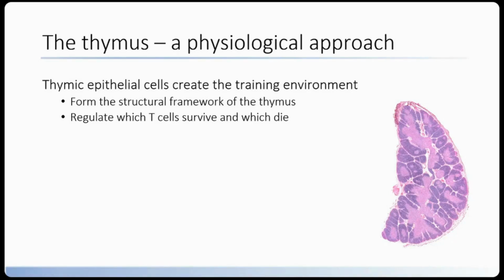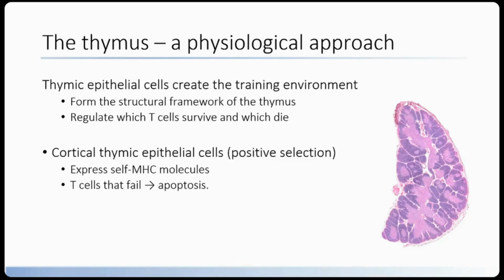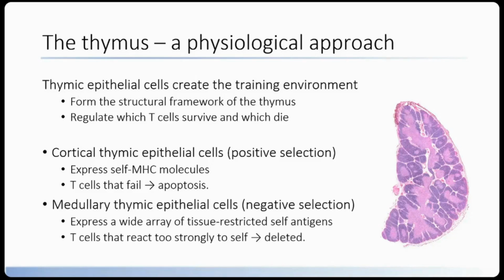So why do you need thymic epithelial cells? I think there's quite a nice summary of the fact that they create a training environment, they form a structural network, and as we've talked about, they support both positive and negative selection. You can think about the positive selection happening in cortical thymic epithelial cells. They express self-MHC. If T cells don't bind to those, they'll undergo apoptosis, and so you're selecting T cells that appropriately recognize self-MHC.